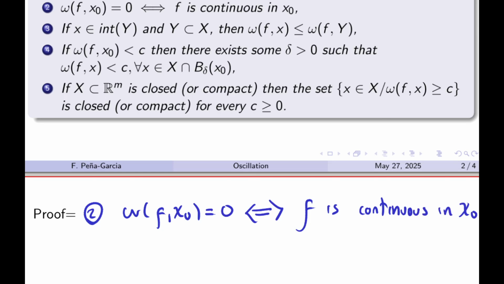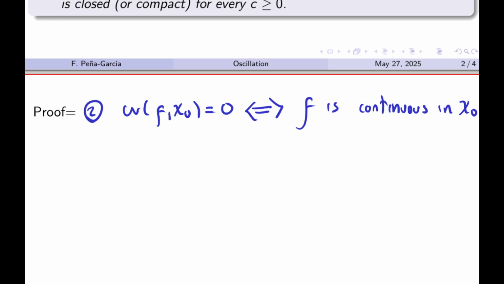We have two possibilities here. The first case is that this x naught is an isolated point of its domain X. If x naught is an isolated point of X, then it will be automatically continuous.